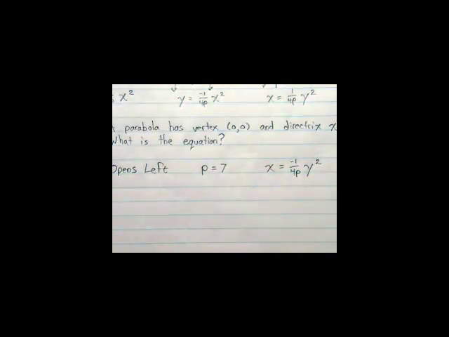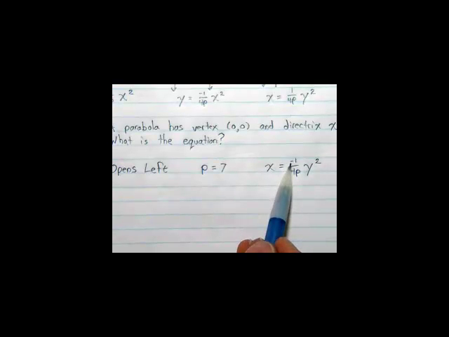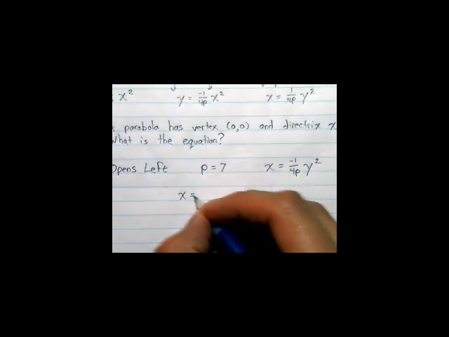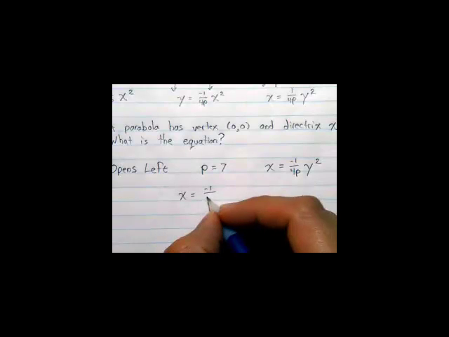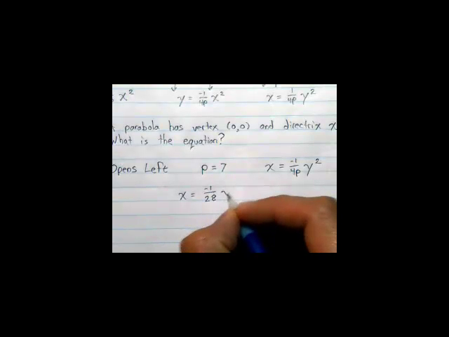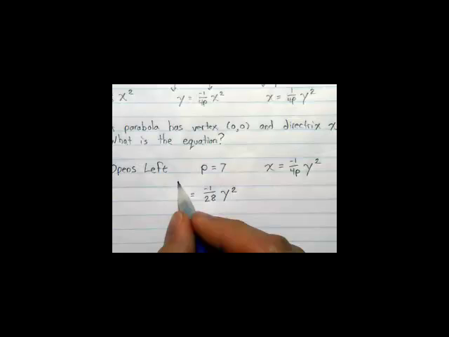And once you know all this information now, it's simple. It's 7, because the negative's already taken care of right here in the equation. It's already there. So just take the 7, plug it in, and you're done. So we've got x equals negative 1 over 28 y squared.